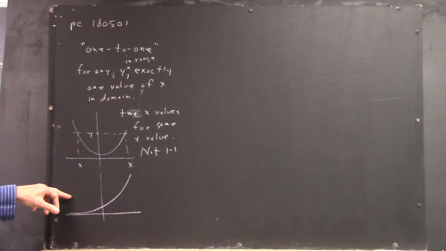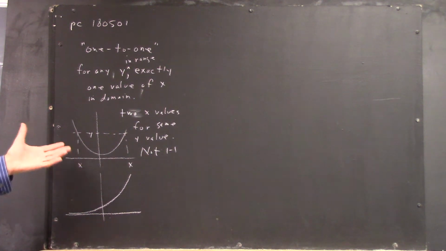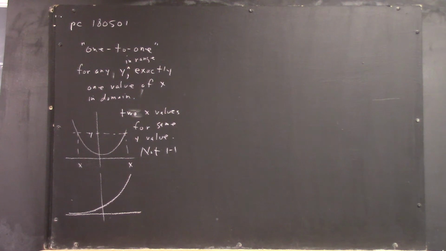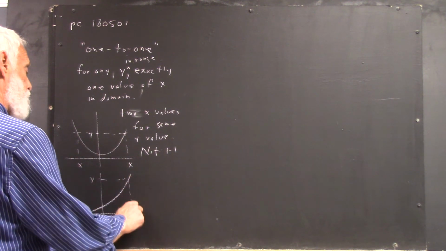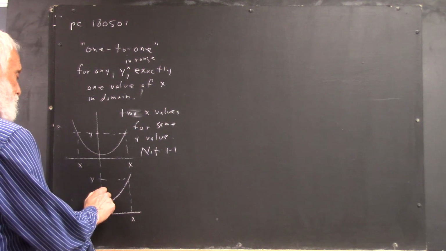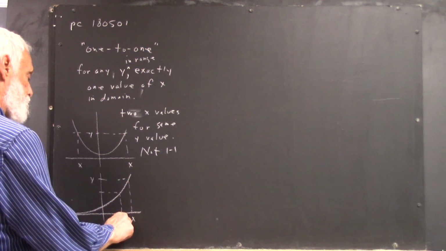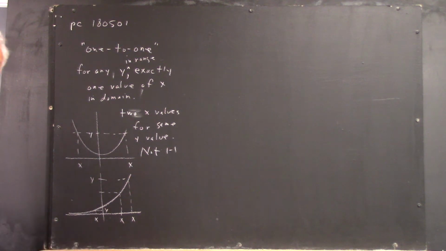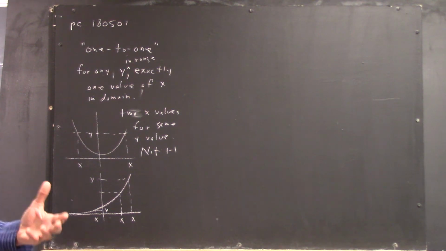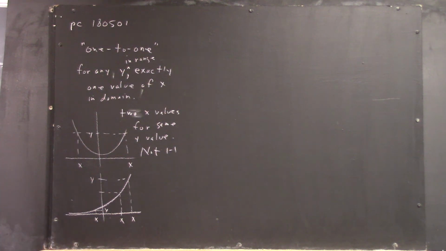Okay, there's the exponential function. Is it one-to-one? Well, if y is here, how many x's are there? There's just one, right? If y is here, there's exactly one x. If y is here, there's exactly one x, right? It becomes pretty clear that there's no way you can find a y value that has two x values associated with it, right? Or a value y that corresponds to two different x values, okay?